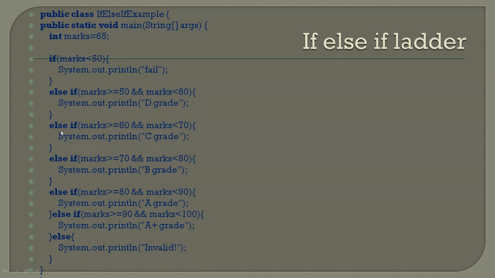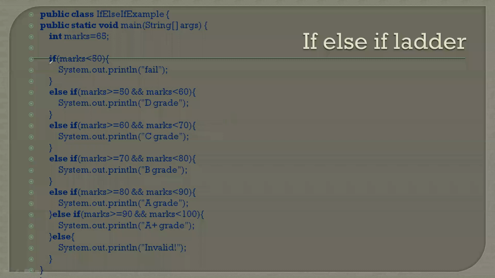And in the next else block, we have one more if condition, and because this if condition is true, it is going to print System.out.println C grade. So on the output screen, we get C grade for this program, what you are seeing on the screen, right? Because this if condition is true, it will never go into any other else block. Only if the if condition is false, then it will enter the next else block.